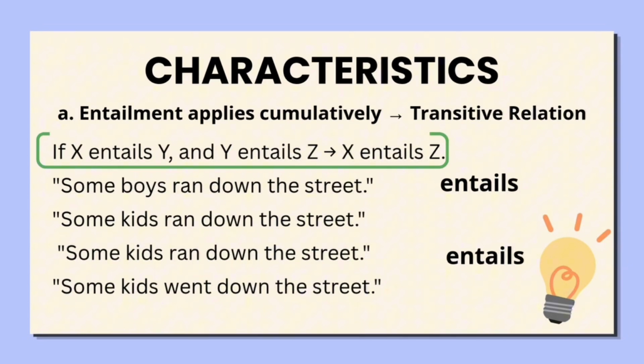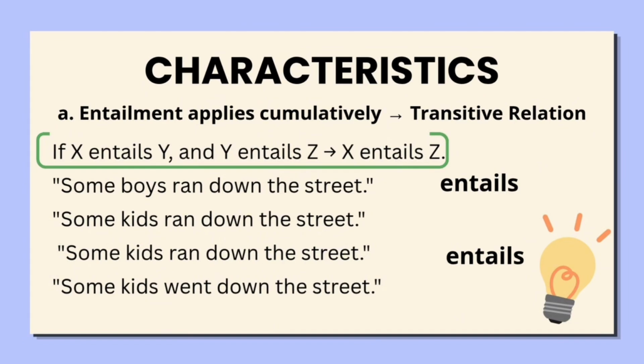The word boy is more specific, while kid is more general. Next, "Some kids ran down the street" entails "Some kids went down the street." Why? Because running is one type of going. If someone runs somewhere, they must also go somewhere.